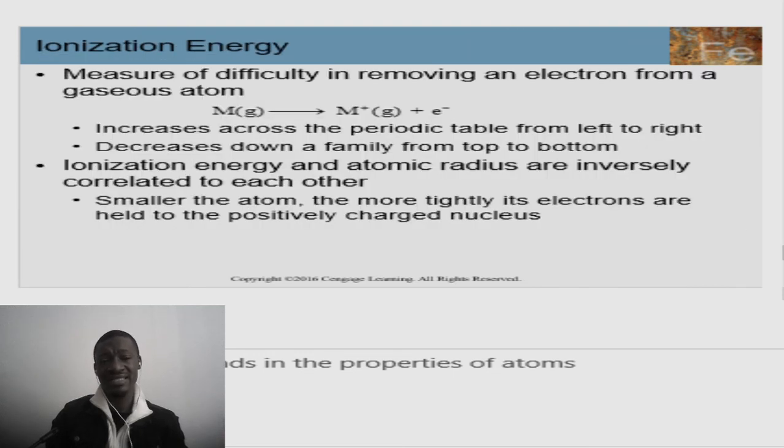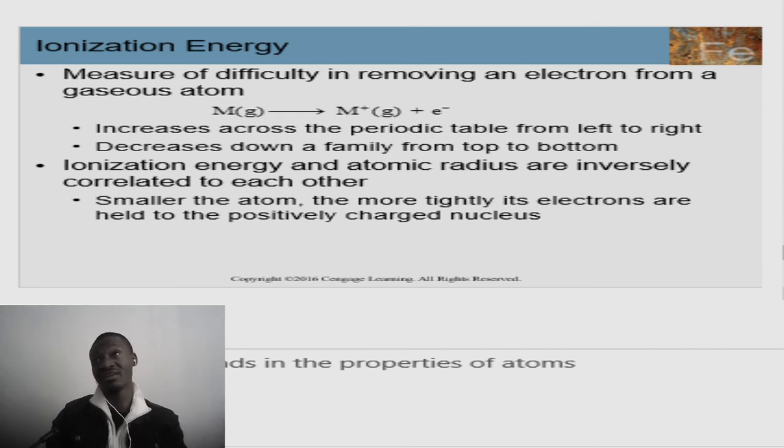So we now look at ionization energy. It's the measure of difficulty in removing an electron from a gaseous atom to form an ion. Anything that has the suffix -zation has to do with a process. When they say ionization energy, it's that energy that's required to form an ion. That's just in simple terms. It's a measure of the ability of removing an electron from a gaseous atom. The M there is just a symbol of a gaseous atom.